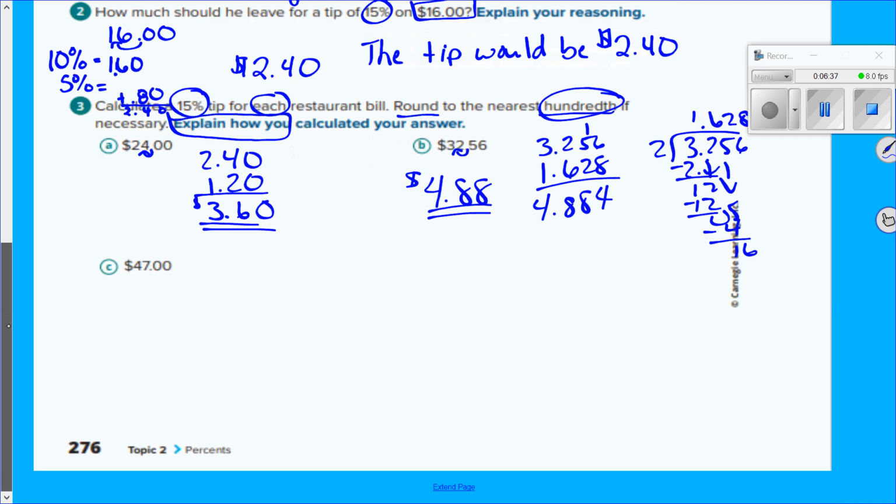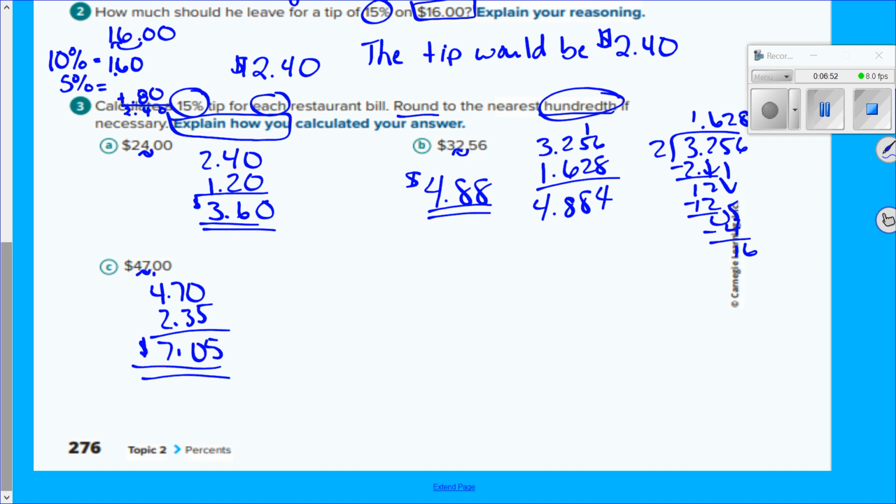And then our last one, 47. Half is easy. That's 470, or 10% is easy. 470, half of that, 235. Put them together, 705, $7.05. Questions on any of those? Are you starting to understand this 10 and 5%?